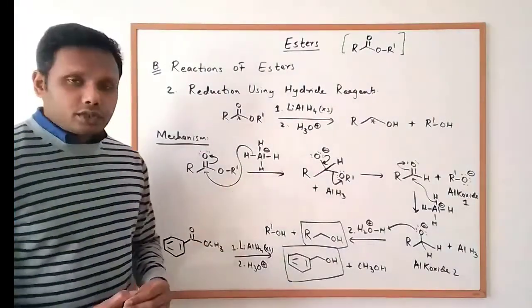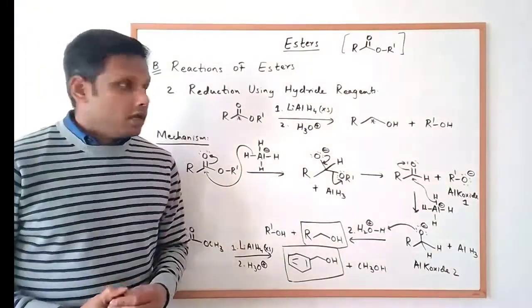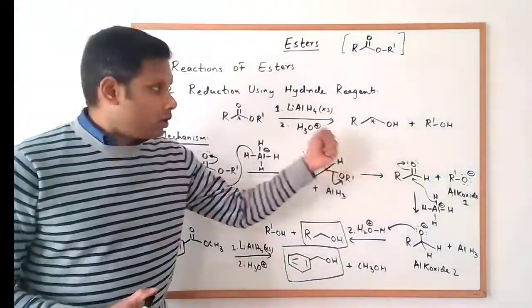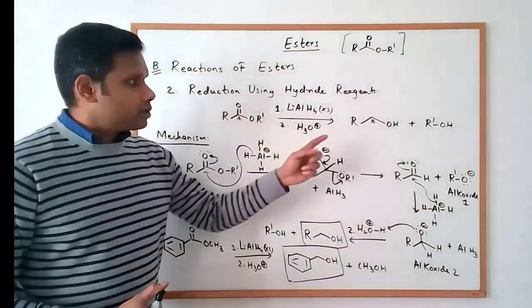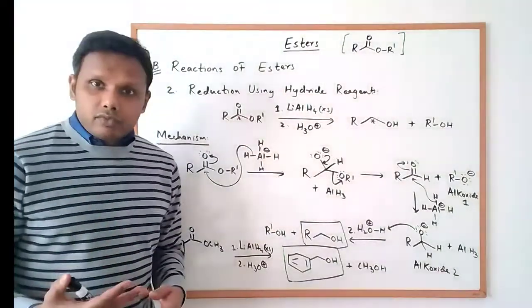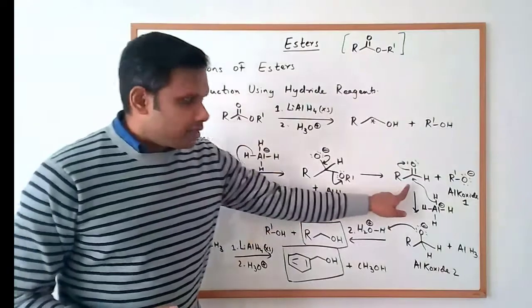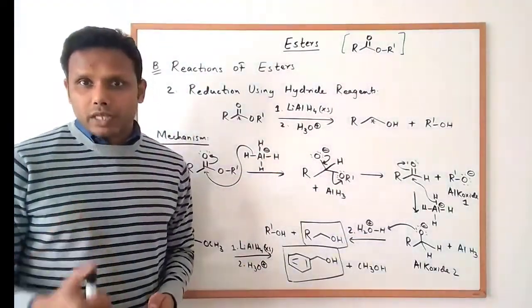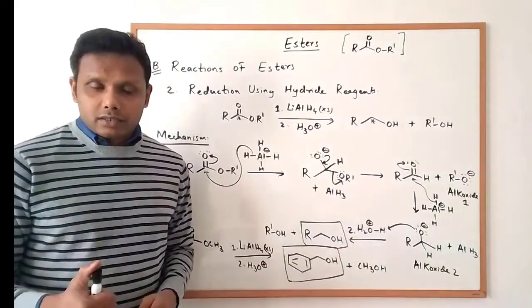So we looked at the reduction using lithium aluminum hydride, which helps us convert esters into alcohols, or the acyl carbon in an ester into an alcohol carbon. What if we wanted to stop at the aldehyde and not go further? How would we do that? We're going to look at that next.